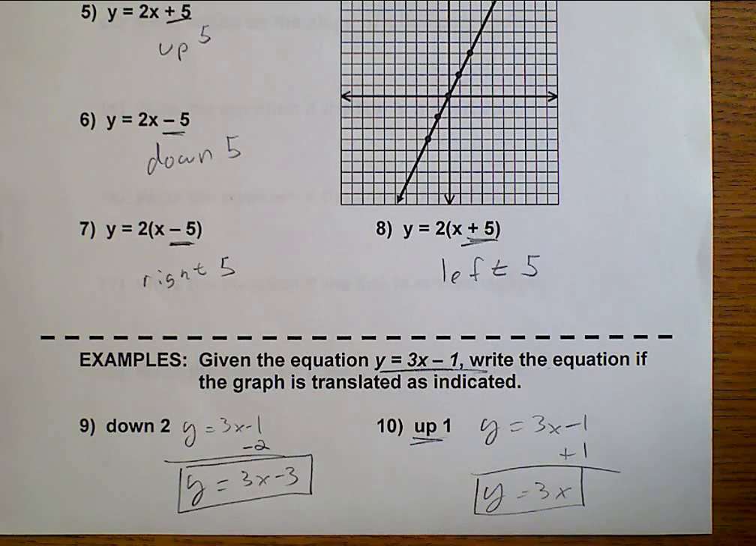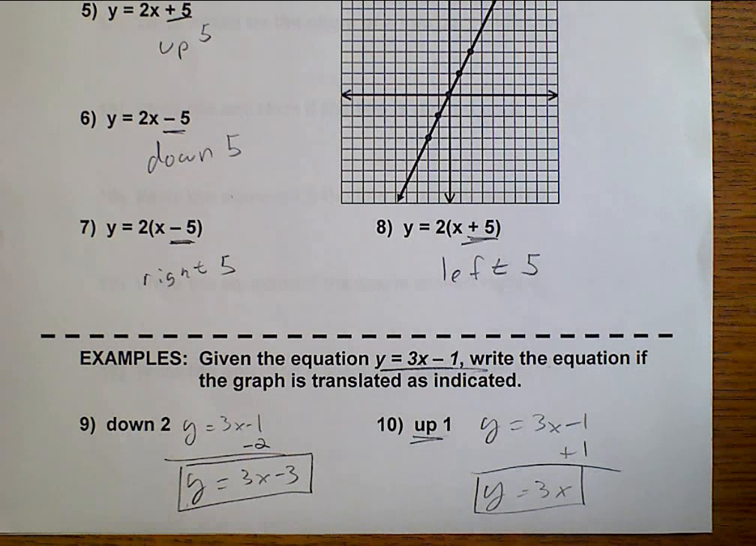So, now if this were just 3x, moving down 2 would be 3x minus 2, and up 1 would be 3x plus 1. But this wasn't just y equals 3x. This was already 3x minus 1, which means it's starting at minus 1, at down 1. So if we go down 2, we're now down a total of 3. We started at down 1, we go up 1, we're now at equilibrium plus 0.